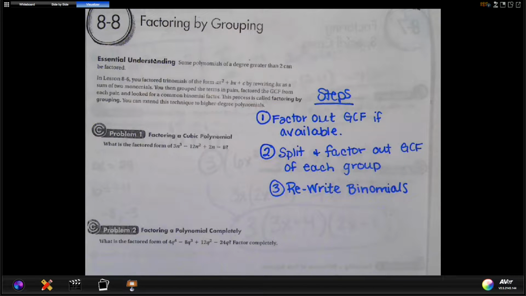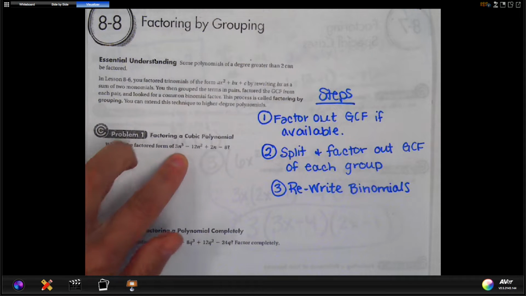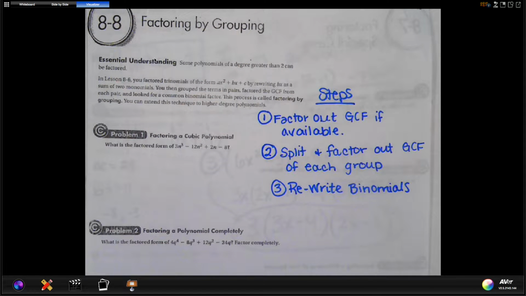Right away, the first thing that you need to ask yourself on any of these, even when we have a cubic polynomial or anything higher, is there a GCF right away that can come out of each term? If there is not a GCF that can come out of each term, then you move to step 2, okay? But step 2 is to right away split the polynomial into 2 sections and then factor out the GCF out of each section, okay? Just like we have done in some of our other factoring, okay?